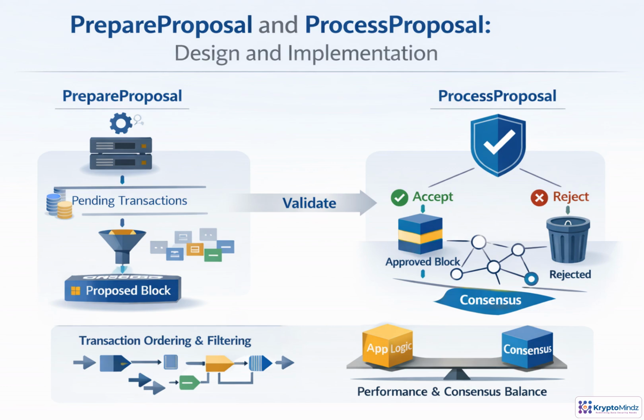Here we enter the consensus critical proposal path. Prepare proposal lets the application build a candidate block from pending transactions. Process proposal lets validators decide whether that block is acceptable. The challenge is to add smarter ordering and filtering without slowing or destabilizing consensus.